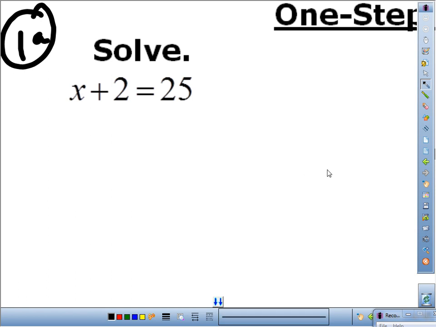x plus 2 equals 25. We're going to do this one together really quick. What is the first step of our steps? It says simplify each side.